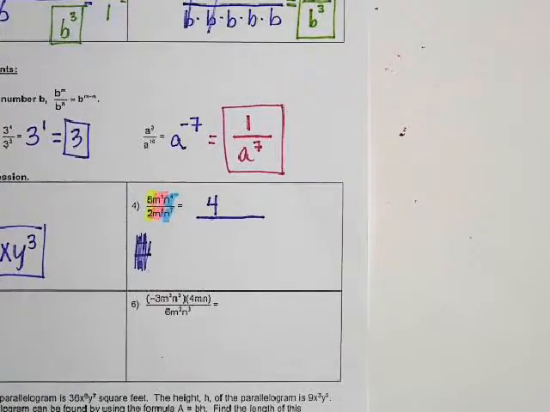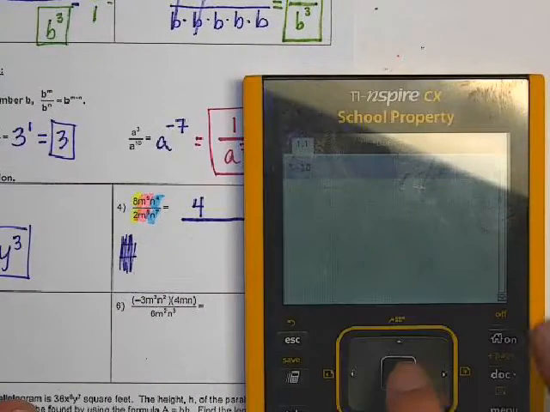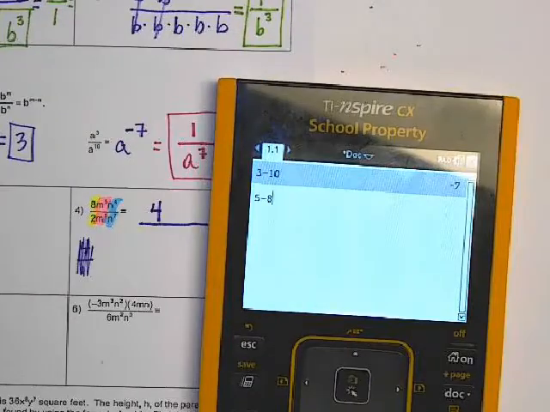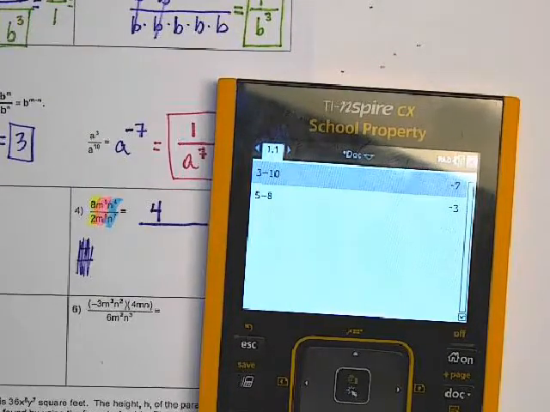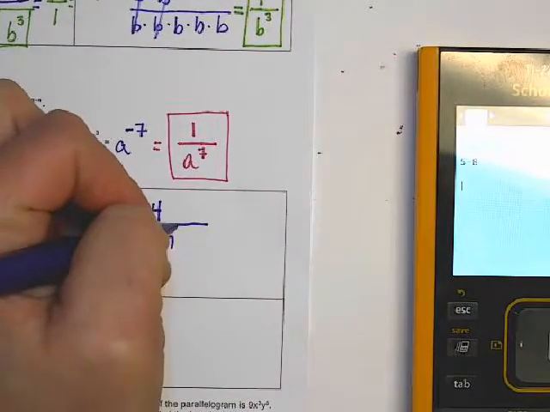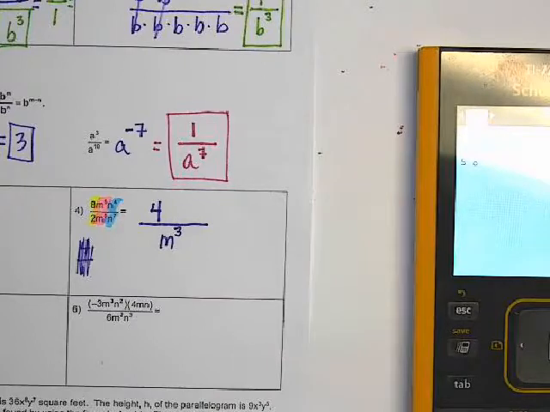Now, I move to the M's. I have 5 minus 8. 5 goes first because it's on the top, and I get what? Negative 3. M to the negative 3. I got a negative answer, so where does it have to go? On the bottom, but what is it going to turn to? Positive. So it's going to be M to a positive 3.